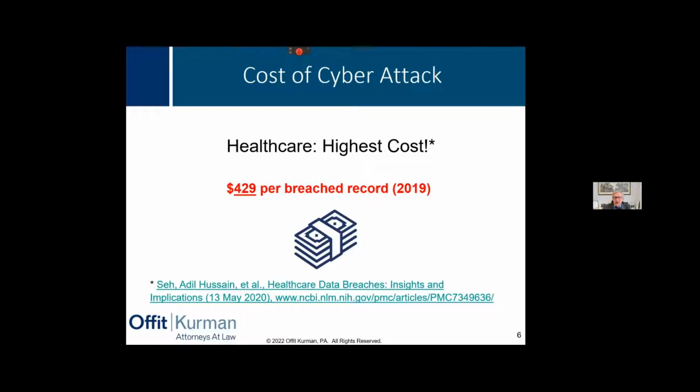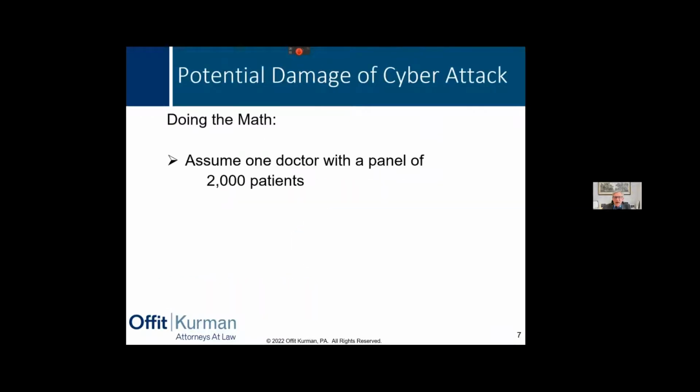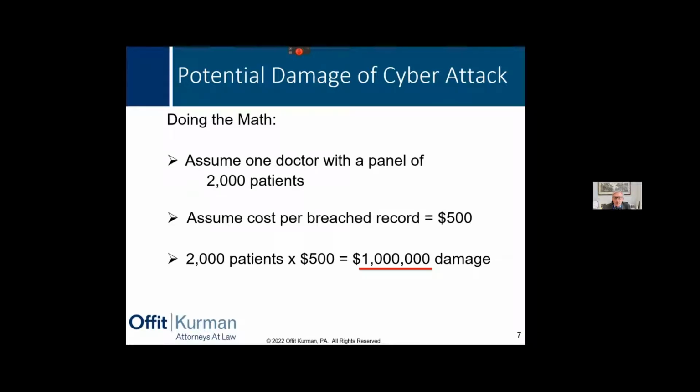So if you take these numbers and do the math, and you assume that in your practice you have one doctor with a panel of 2,000 patients, which is not an unreasonable patient load, and you assume a cost per breach record is $500 just for the sake of the numbers being round, you get an astonishing and I think unbelievable number of $1 million for one doctor's patient's records being compromised.